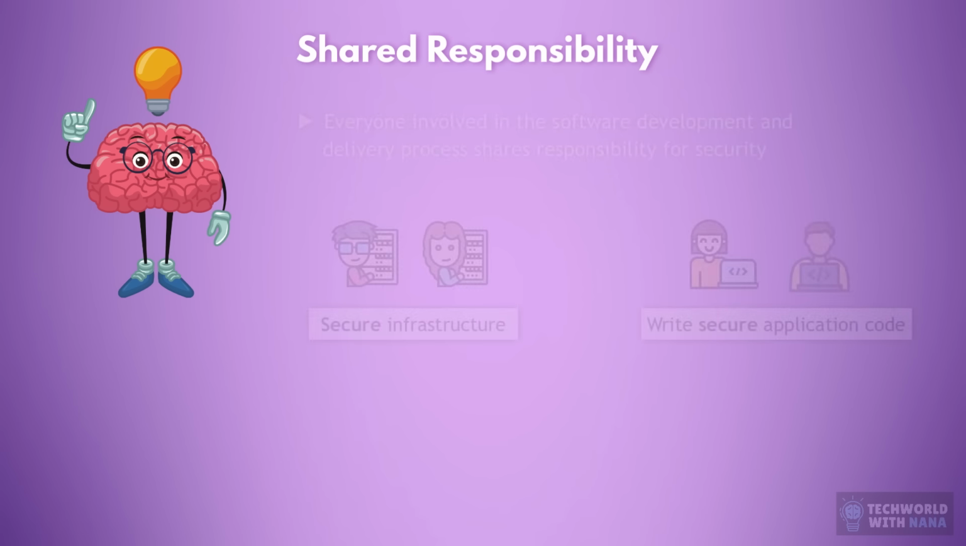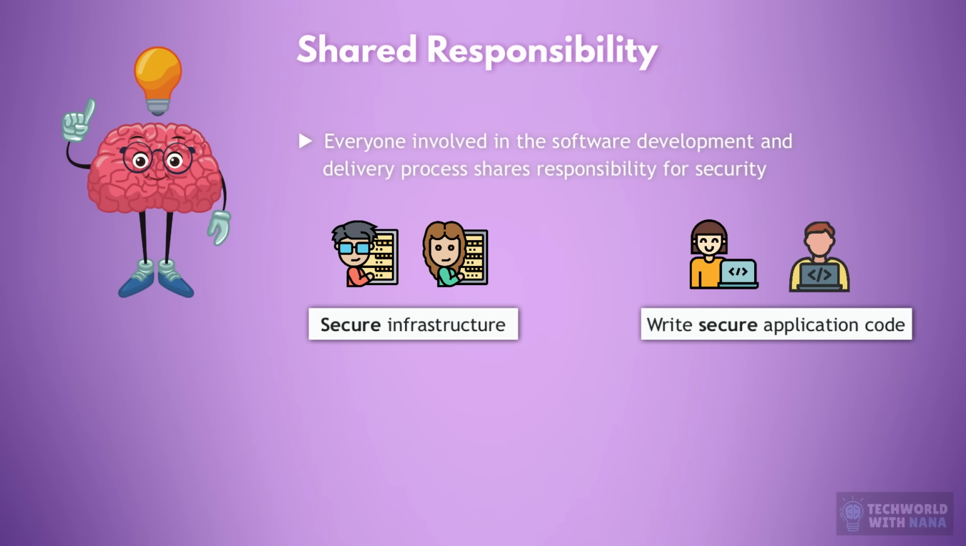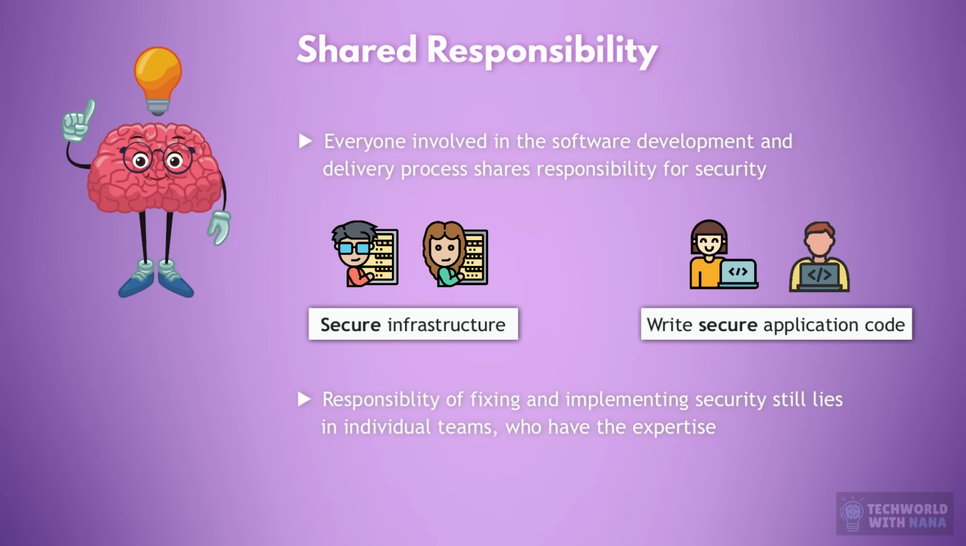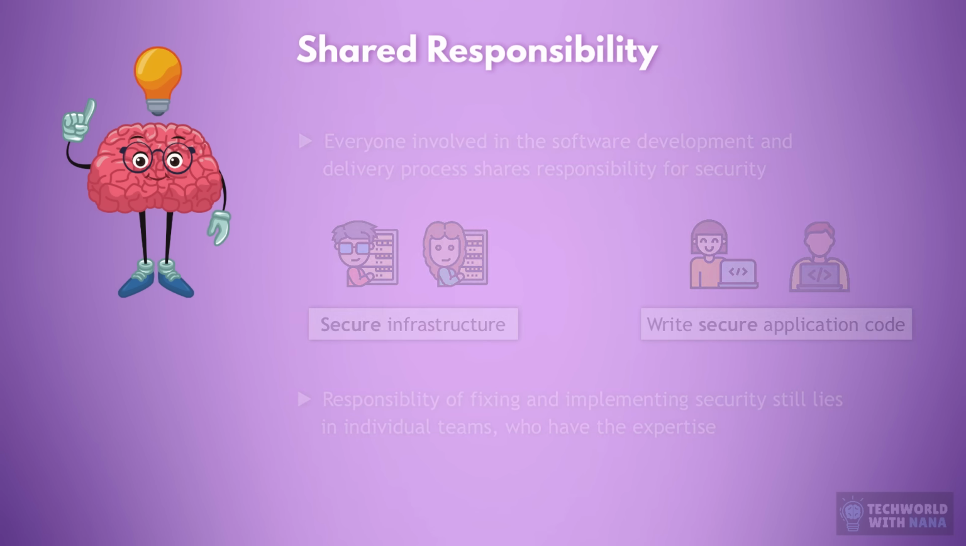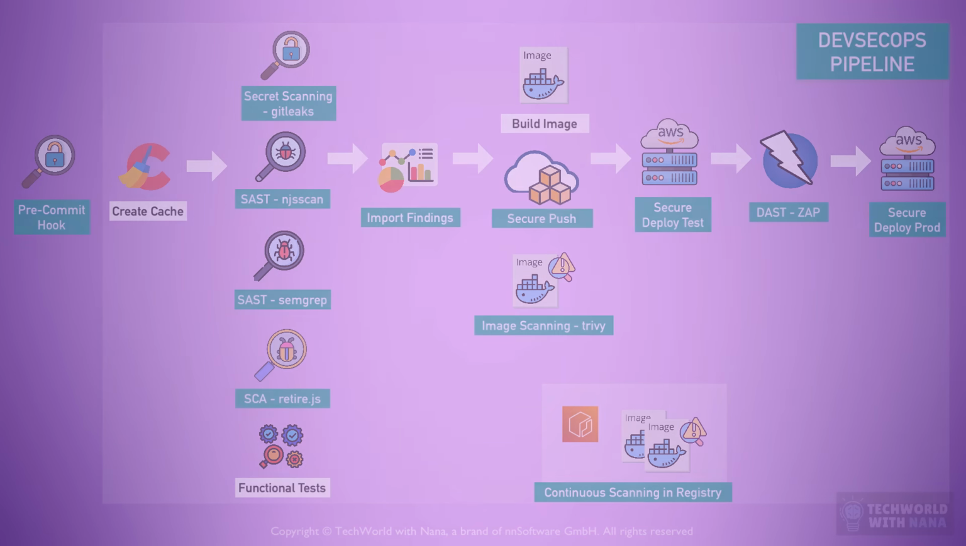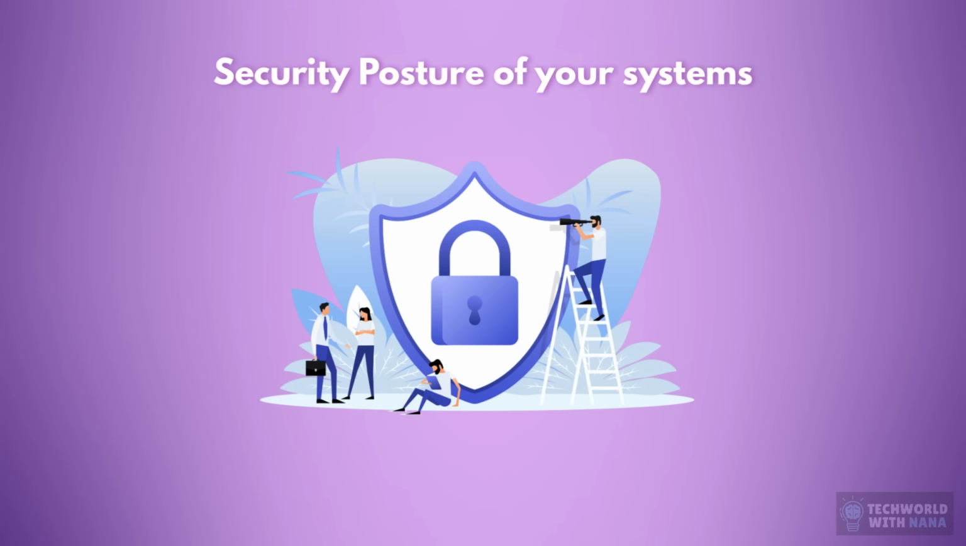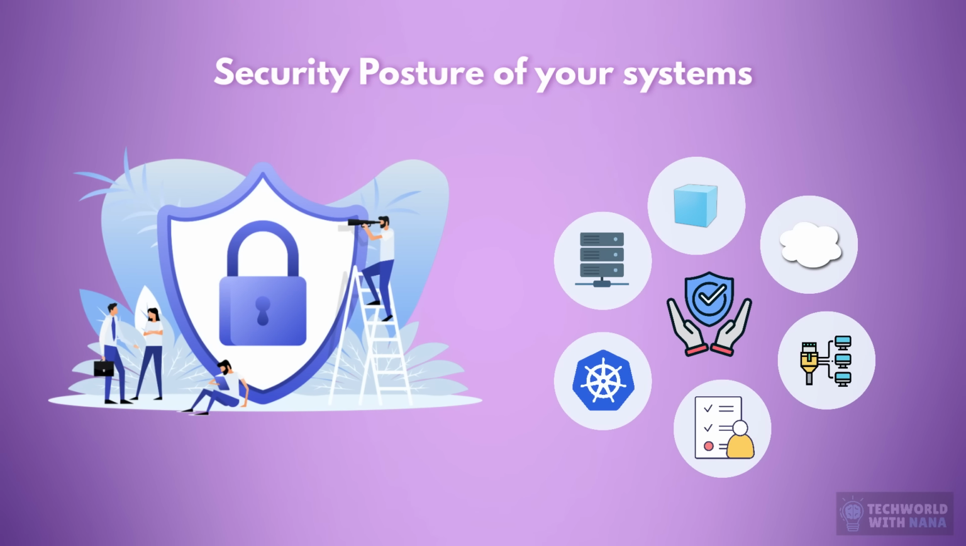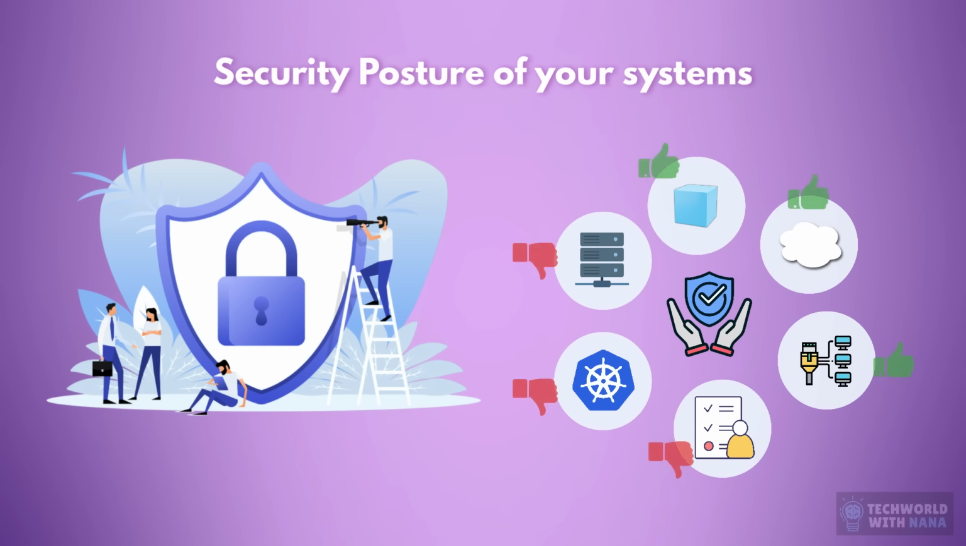So the responsibility of fixing security issues and secure implementation still lies with individual teams and different engineering roles who have the expertise in those specific areas, but DevSecOps creates an overarching CI/CD process and automated steps that measure what's called the security posture across your systems, basically giving us visibility of how secure our systems are.